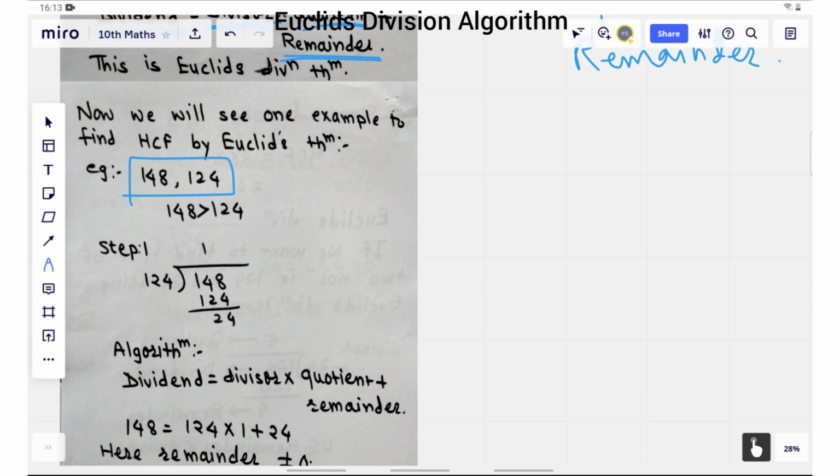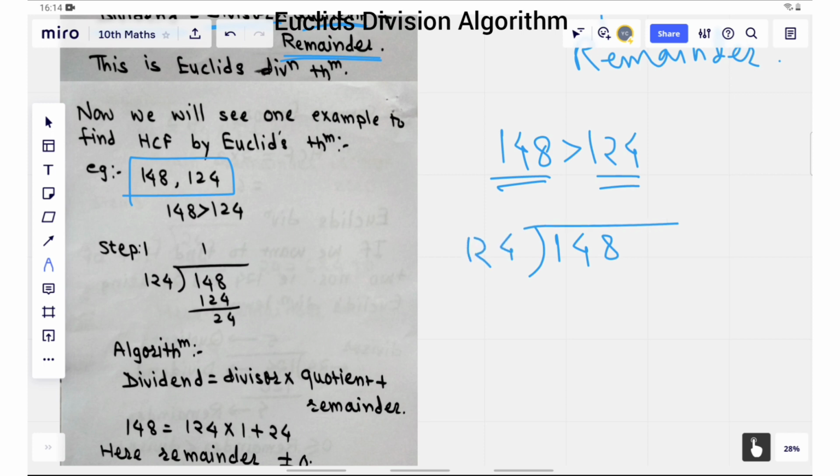You have to see which number is greater, and we find that 148 is greater than 124. So we have to divide the greater number by the smaller number. So we have to divide that 148 by 124. This is the first step, and we can see here 124 ones are 124. So the remainder is 24.